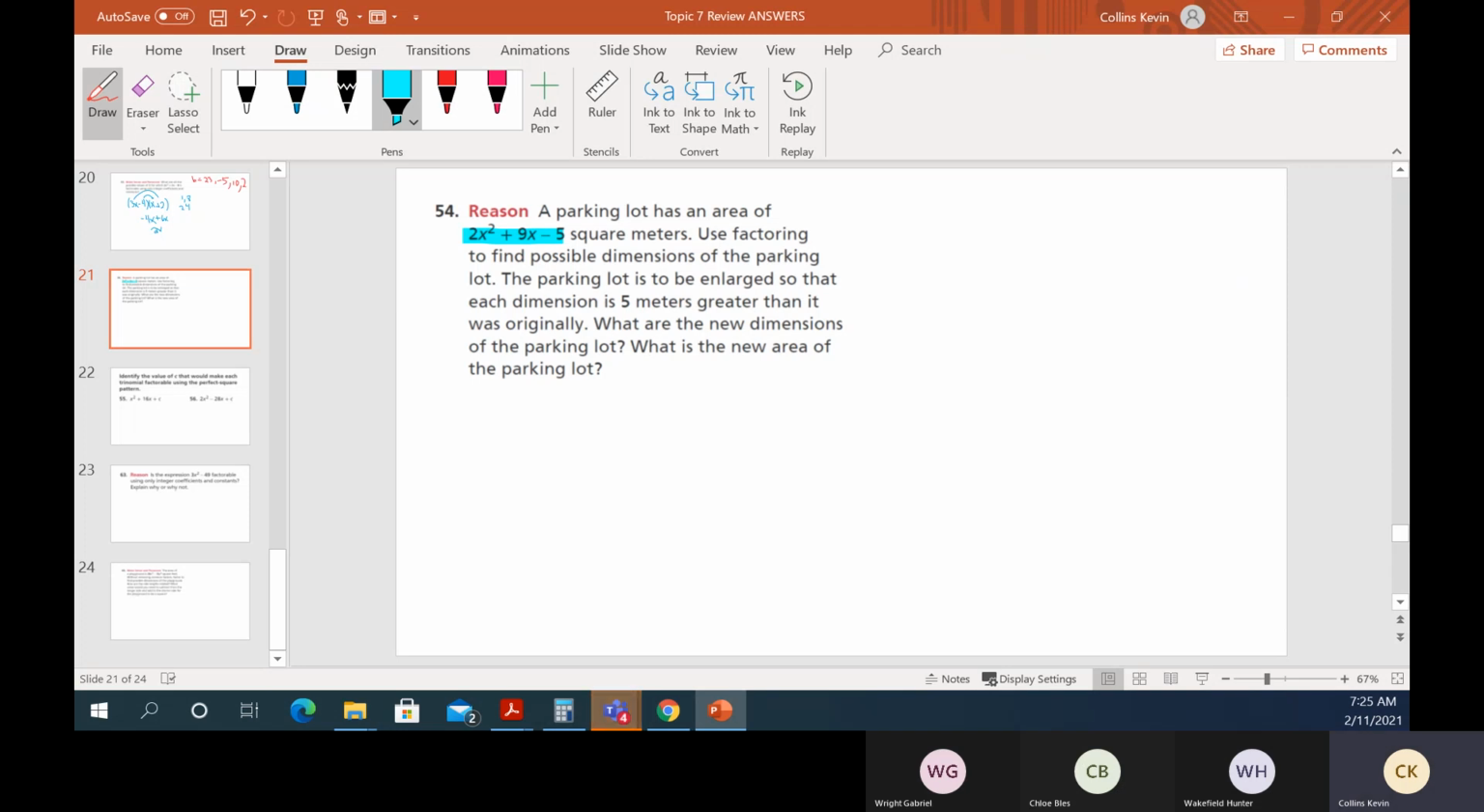They want a lot of stuff here, don't they? Okay, so let's start with the first one here. So use factoring to find the possible dimensions. Really, that's just asking you to try and factor this guy. Okay, so let's do that.